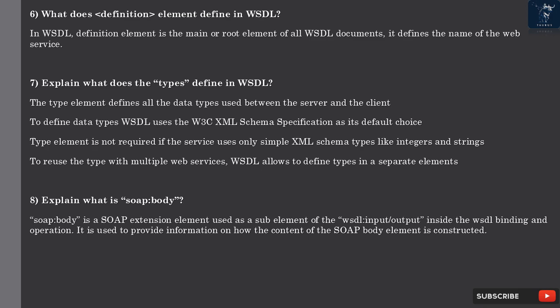7. Explain what does the types element define in WSDL? The type element defines all the data types used between the server and the client. To define data types, WSDL uses the W3C XML schema specification as its default choice. Type element is not required if the service uses only simple XML schema types like integers and strings. To reuse the type with multiple web services, WSDL allows you to define types in a separate element.